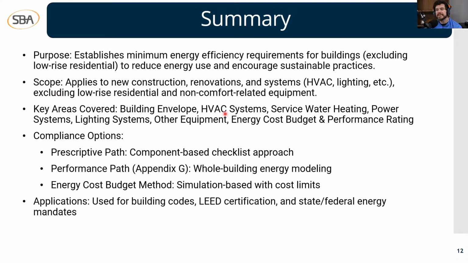Now, some of the key areas that ASHRAE 90.1 covers is the building envelope. So those are our walls, windows, our roofs, our skylights, anything that can help control the outdoor to indoor energy being used within the building. So if we have a thicker window, we're going to prevent less heat or cooling from escaping our building, making our building more efficient. We also have our HVAC systems.